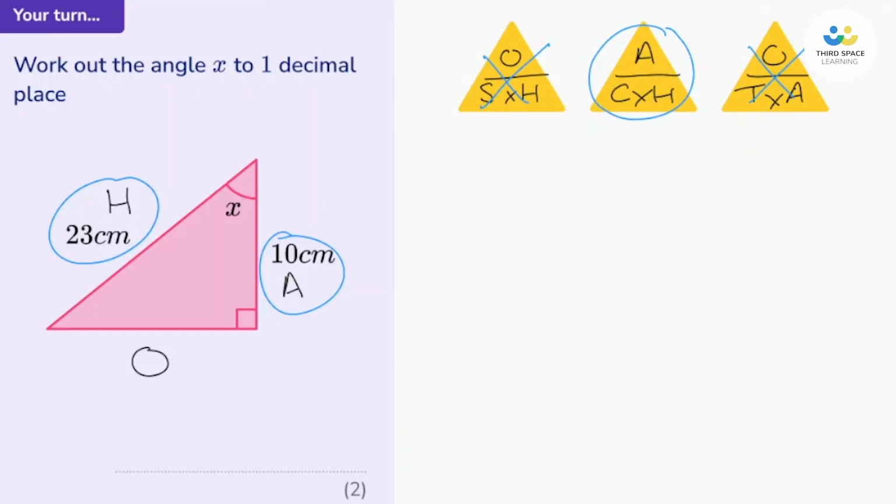Right, what were we trying to find? We wanted the angle x, didn't we? So x, the angle, is involved in cos here. It's the C, because A and H are sides. So let's cover up C and see what it equals. C is equal to the adjacent divided by the hypotenuse. Well, C is cos of the angle, and the angle here is x, equals the adjacent, which is 10, divided by the hypotenuse, which is 23.